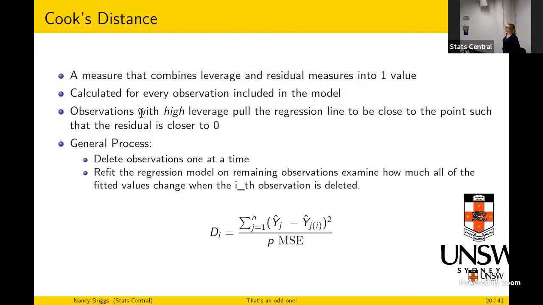So Cook's distance is by far the most common measure that people look at and talk about when they're talking about influence. It combines leverage, meaning how different a particular observation is in terms of its X values, and the residual into one value. So it's sort of a summary of two different things.